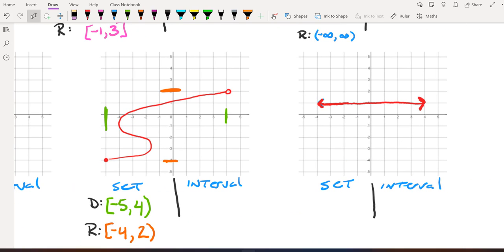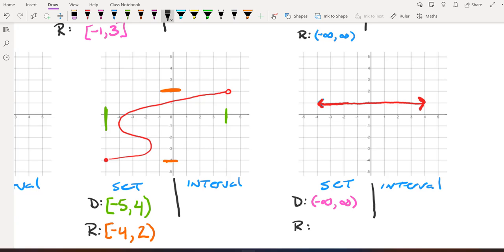This one. Domain. How far left can we go? Negative infinity. It's in the negative direction. And infinities always get round brackets. How far do we go in this direction? Infinity. We have those arrows, they go on forever. All right, on to range.